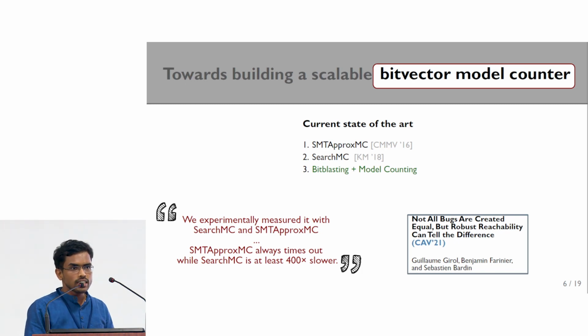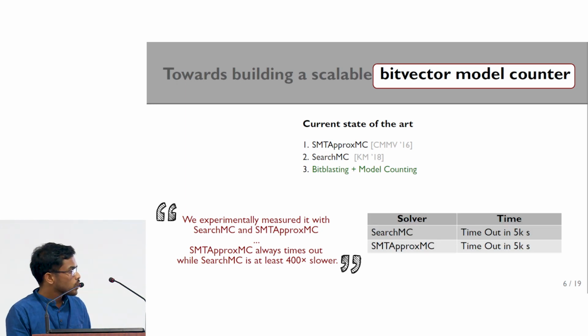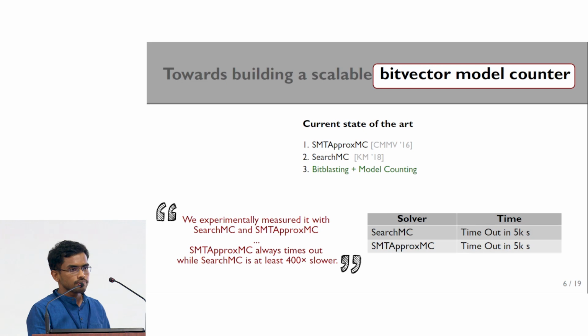So that was indeed a challenge to us. We looked at their problems, knowing that neither SearchMC nor SMT approximation scales. At that time, we were working with a propositional model counter called ADDMC. So we reduced the problem to a CNF formula and used ADDMC.